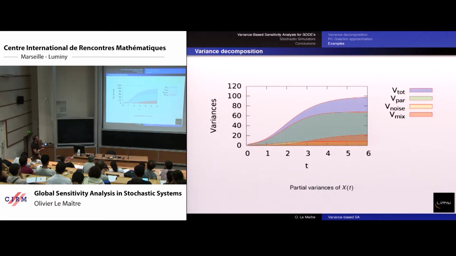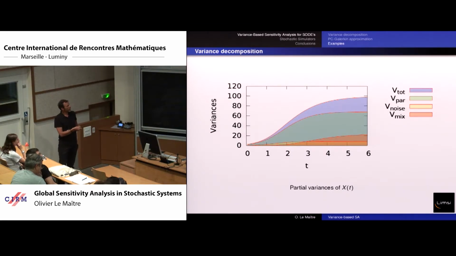Okay, and here is the result. So you have the evolution of the total variance. What you can conclude is that initially it's essentially the variance that is due to the parameter that dominates. Essentially, it depends where you start before the noise can have time to act. So as time increases, you have more and more contribution of the noise, but it's not very important.